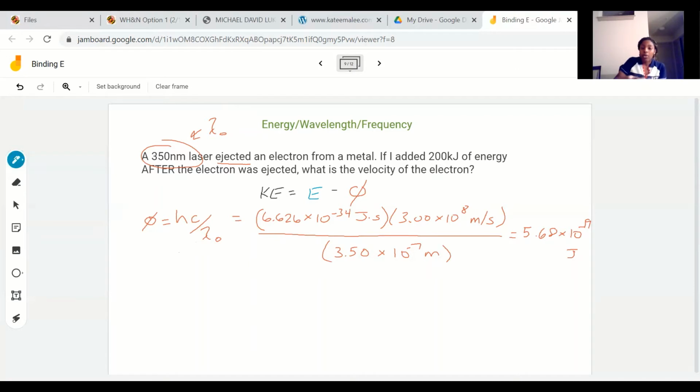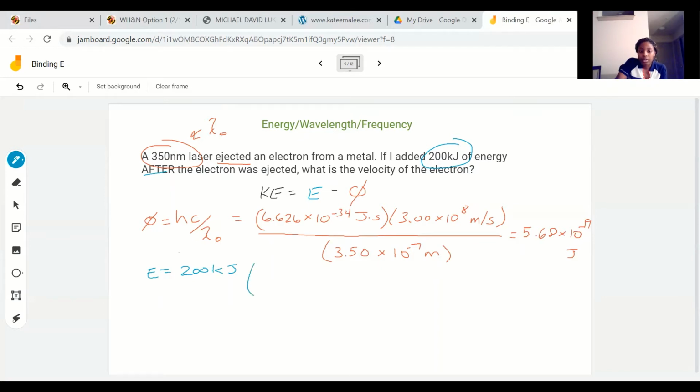Now let's talk about that second energy. If you look at the problem, the only other energy that's given is this 200 kilojoules. And it says the energy is added after the electron is ejected, which means that this is the applied energy. This is what we can use. So we don't actually have to solve for the energy. We could just say that our energy equals 200 kilojoules. Now the problem is we're going to have to subtract these two, so they have to be in the same unit. That means that we have to change kilojoules into joules.